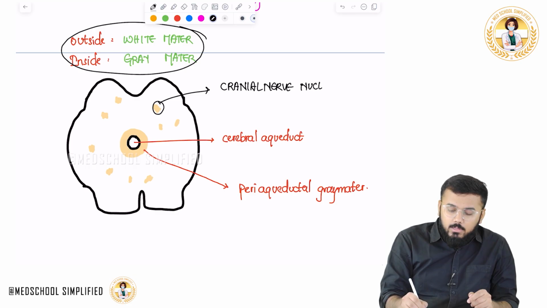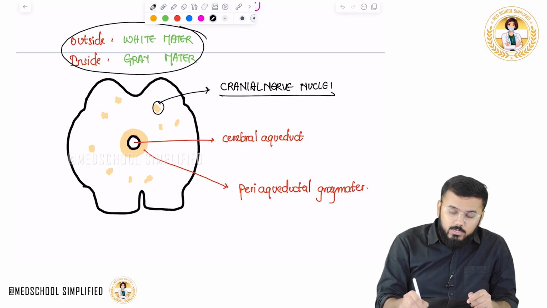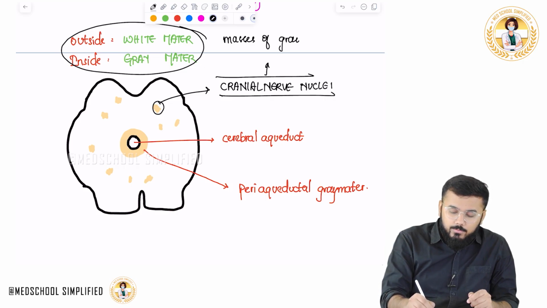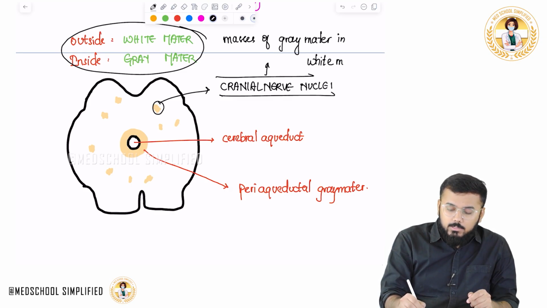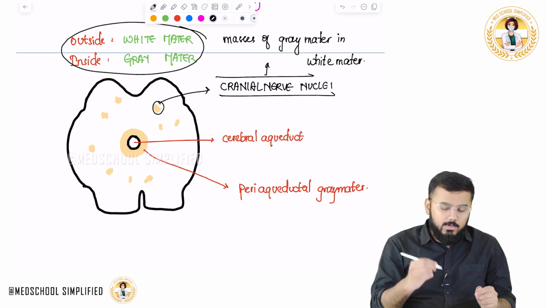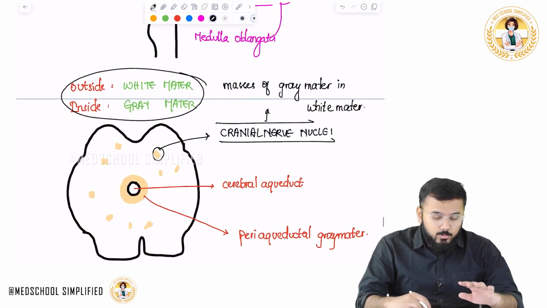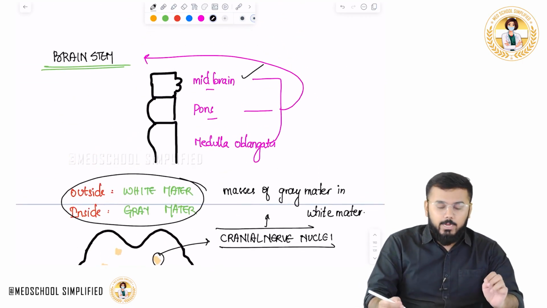Cranial nerve nuclei. Okay. So what is this cranial nerve nuclei? Masses of gray matter in white matter. Masses of gray matter located in the white matter is called as your cranial nerve nuclei. Okay. So this is the arrangement which you see in case of the midbrain.